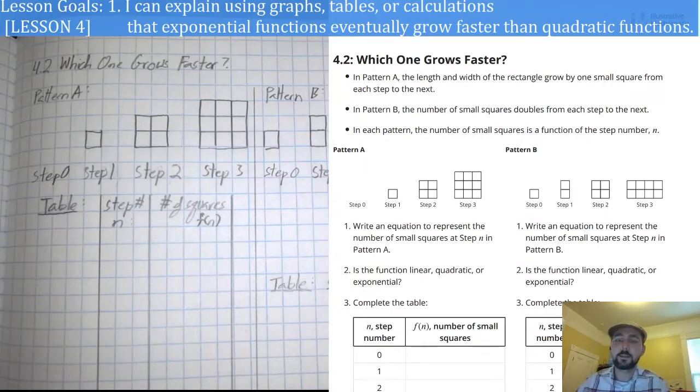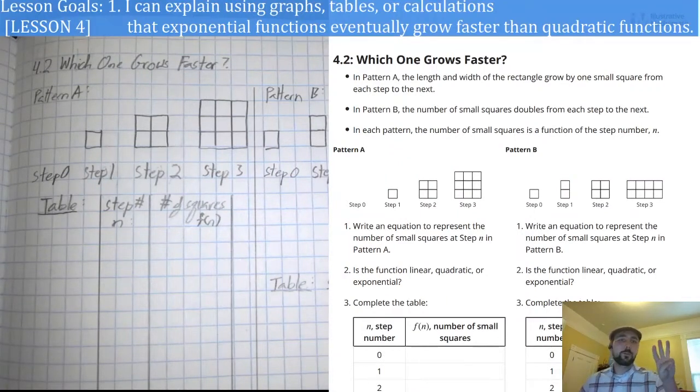Bullet points. In pattern A, the length and width of the rectangles grow by one small square from each step to the next. So the length and the width get bigger each time. In pattern B, the number of small squares doubles from each step to the next. In each pattern, the number of small squares is a function of the step number n.